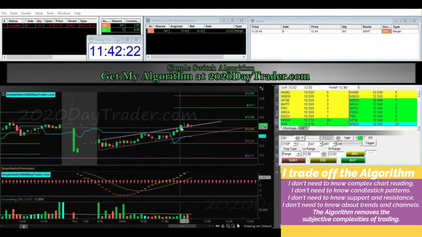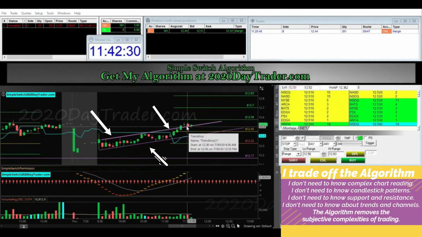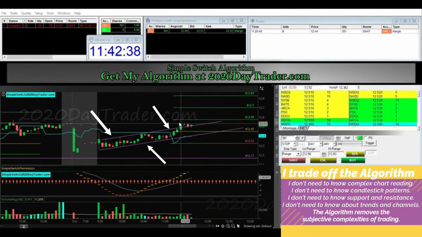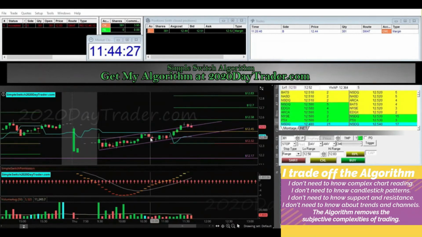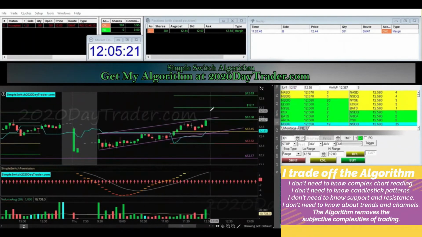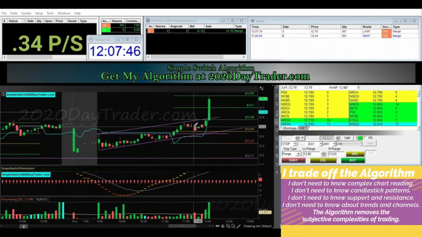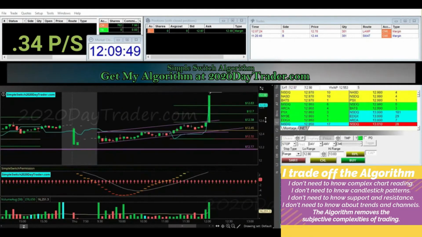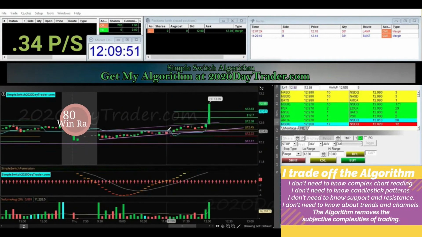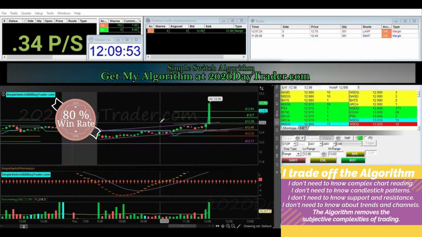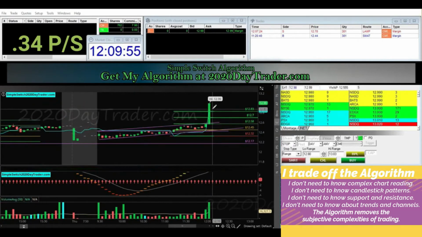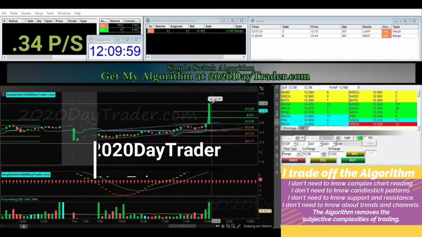With the Simple Switch algorithm, I don't need to know anything about chart patterns like support and resistance and trend lines and channels and candlestick patterns or any of that stuff. I only need to trade off the algorithm. All right, so there you go. You can see a nice, almost 3-to-1 winner, and the 80% win rate is only based on a 1-to-1. So all these 2-to-1s and 3-to-1s and so forth, that's all bonus money. And you can see these live trades over at my YouTube channel.